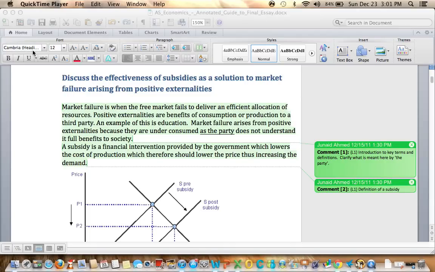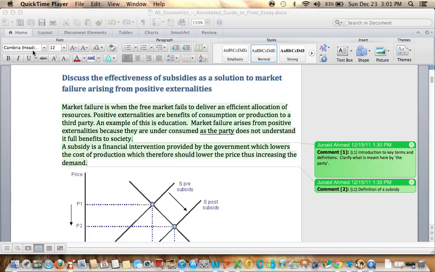Alright, in this video we're going to examine an 18-mark question from a past paper asking us to discuss the effectiveness of subsidies as a solution to market failure arising from positive externalities. Right off the bat, I know what I'm looking for. Firstly, definitions of subsidy, market failure, and positive externalities. Diagrams I'm looking for: how the subsidy works, and show me a positive externality, and that will ultimately explain the market failure. Okay? Now, let's see what we get here.